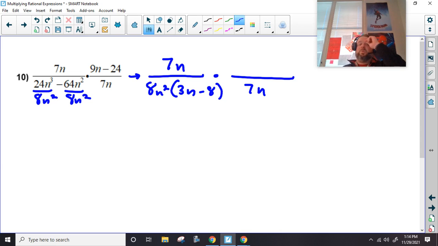Now think about it. We need stuff to cancel. What can we take out of 9 and 24? A 3.